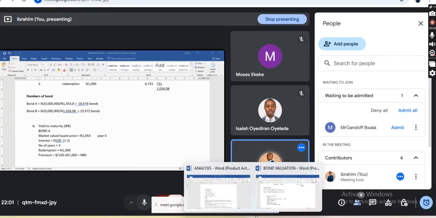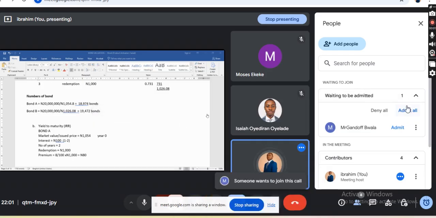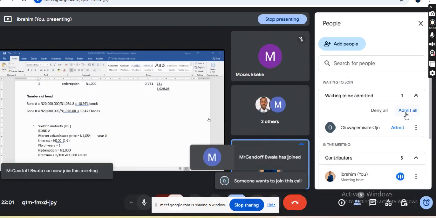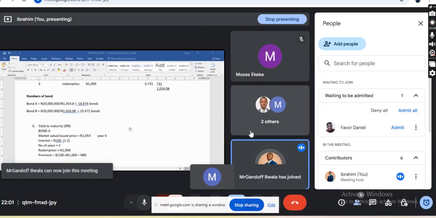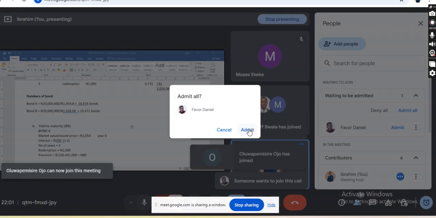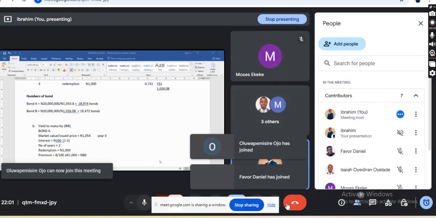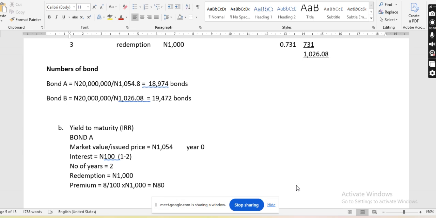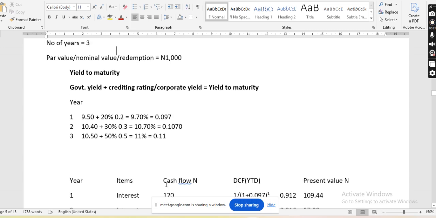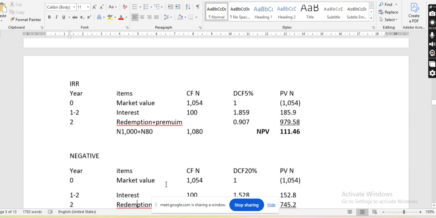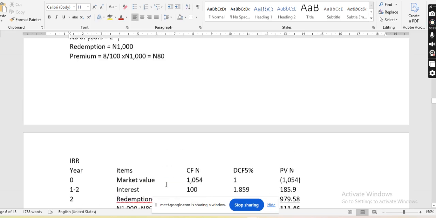For bond A, we'll still do the same thing, but the only difference is that there is no premium. There's no premium in bond B, right? So I think that will be very fast since we already have the template in the system. Quickly, for bond B, we can just copy what we did before.